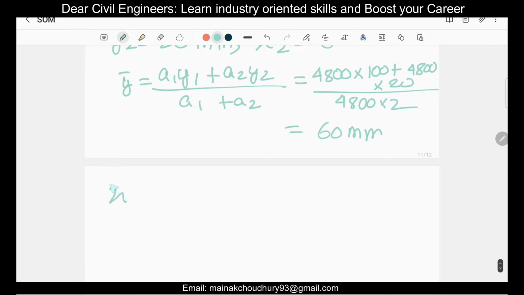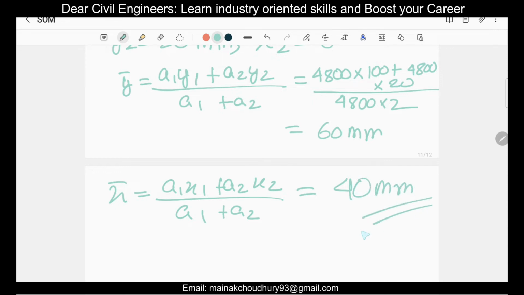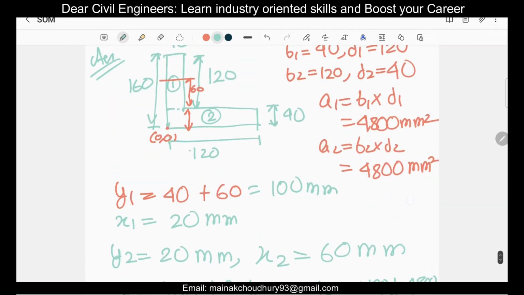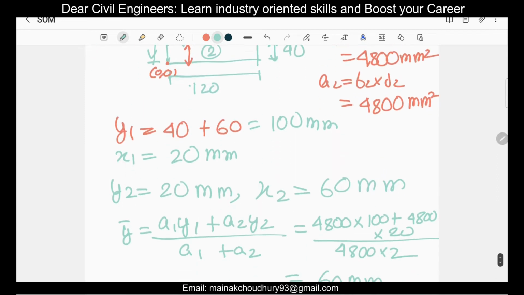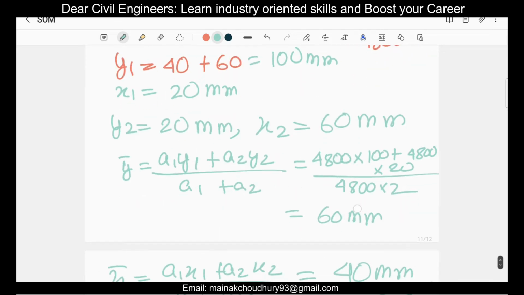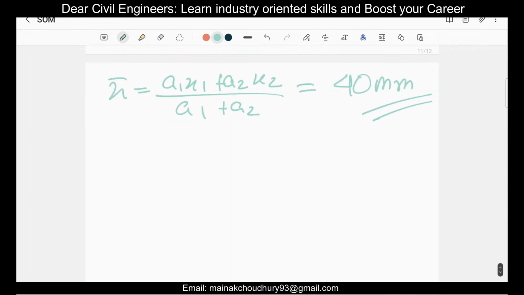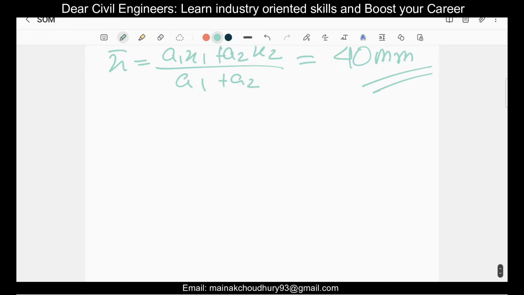Similarly x bar is equal to a1 x1 plus a2 x2 by a1 plus a2. If you compute this, the value will come as 40 mm. So this is the answer. This is a simple numerical. If you understand this, then you will be able to do most of it. Let's clarify our concepts and do some more numericals. If you want to check whether your concepts are okay, you can pause the video and do it yourself, and then check the answer, because these are all the concepts you require for solving the rectangle, T section and I section.